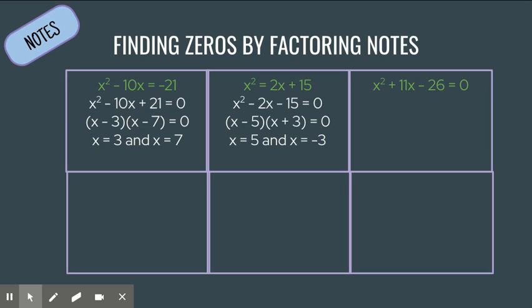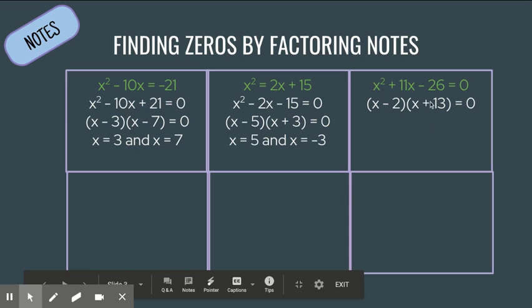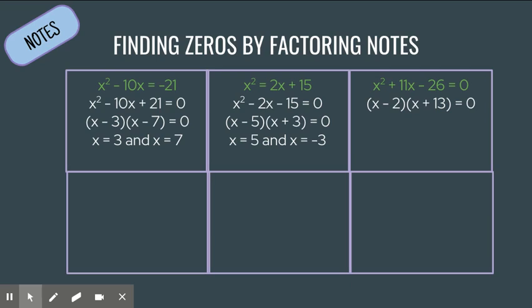I want the 2 and the 13, and one of them needs to be negative, otherwise it wouldn't multiply to a negative 26. And since it's a positive number in the middle, I want the bigger number to be positive. If I switch these signs, then I would get negative 11 instead of positive 11. So this factoring is just like what we used to do. If you're having trouble finding those numbers or understanding what I'm talking about there, it might be a good idea to go back and watch the 3.3 notes again.